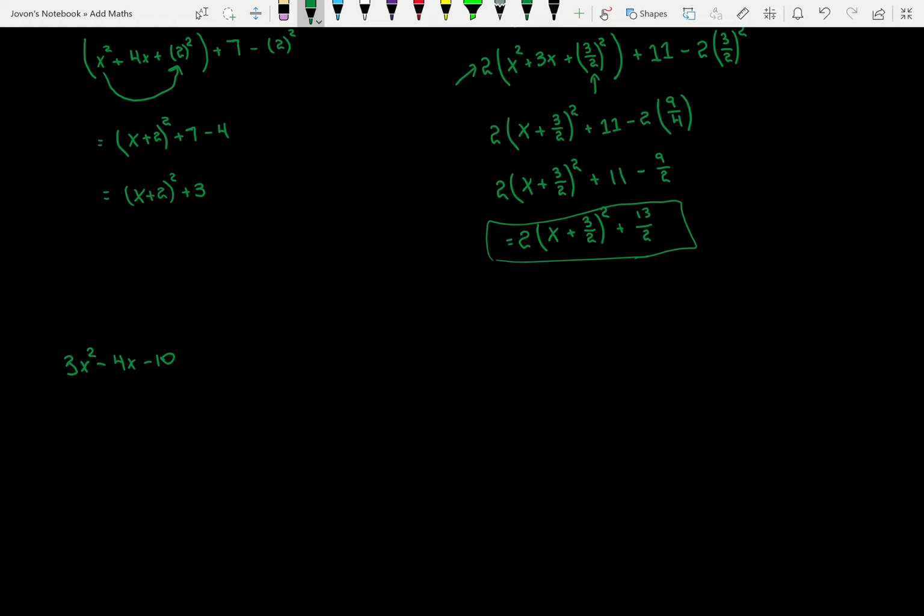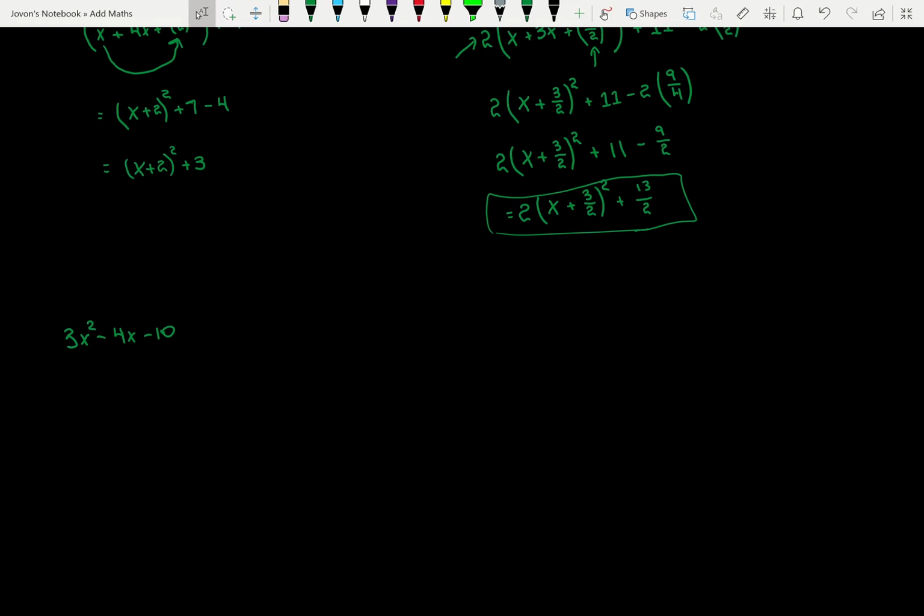So doing this one now, let's see what we get. So remember the first step, put the x squared and the x term in bracket, 3x squared minus 4x in bracket, minus 10. Then we need to make the coefficient inside the brackets of x squared 1. So it becomes 3 into x squared minus 4 over 3x, okay, minus 10.